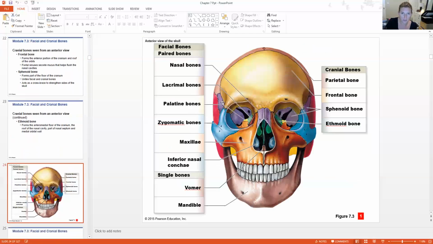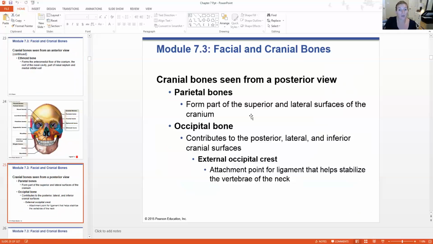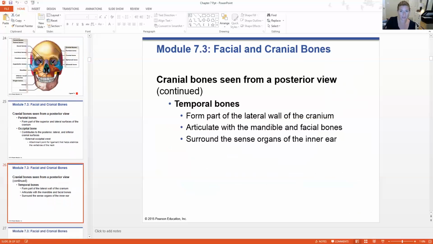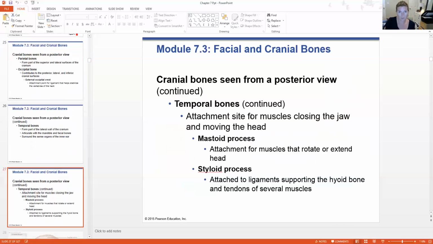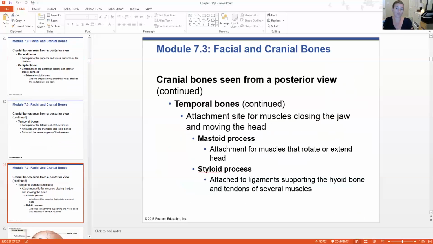And there again, the sphenoid bone, you can see it's this purple bone, and the ethmoid bone is this green bone. You can see it kind of deep in that area. The parietal bones, the occipital bone. Occipitals on the back, parietals on the sides, the temporal bones. And the temporal bones provide attachment sites for our mandible.